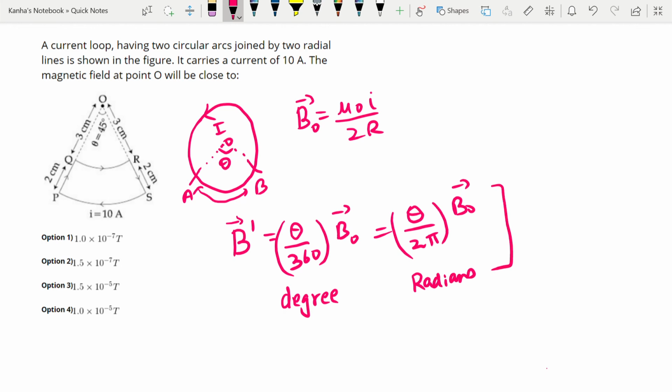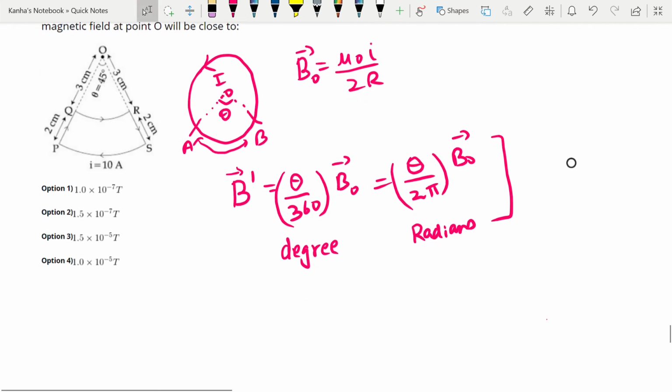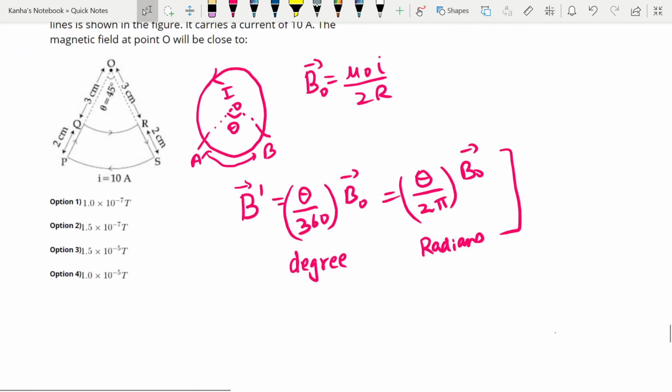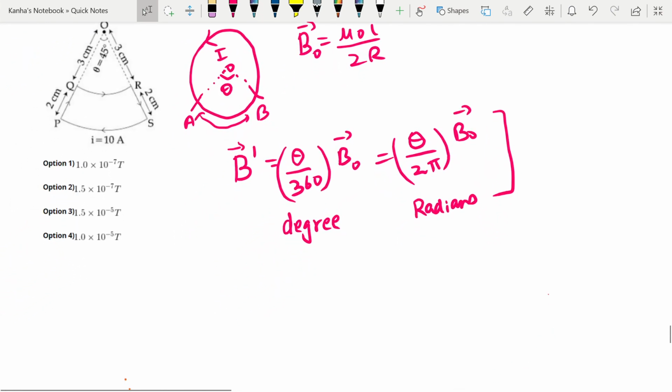With this in mind, we'll approach this question. So in the question, what is given to you? You are given two circular arcs, and the arcs are QR, RS, SP and PQ. The current in these is flowing in this direction. Now let me talk about the different segments.